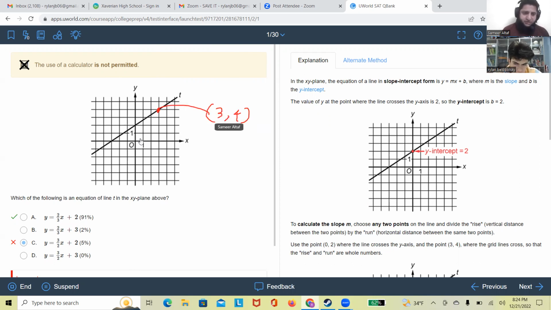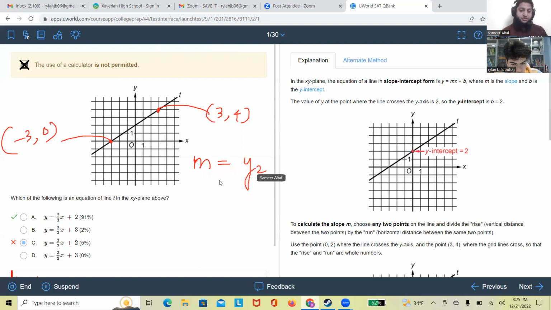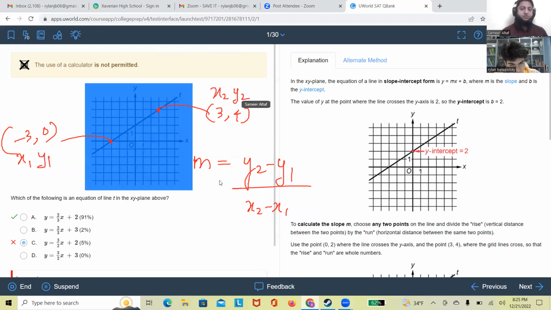You can take any other point. Let's take this point here. What are the coordinates of this point? -3, 0. Negative 3, 0, correct? So any 2 points you select on the line, you can calculate the slope by using the formula also. Slope is change in the y, that's the rise, y2 minus y1, divided by change in the x values, x2 minus x1. So you can take x1, y1, anything, and here you can take x2, y2.